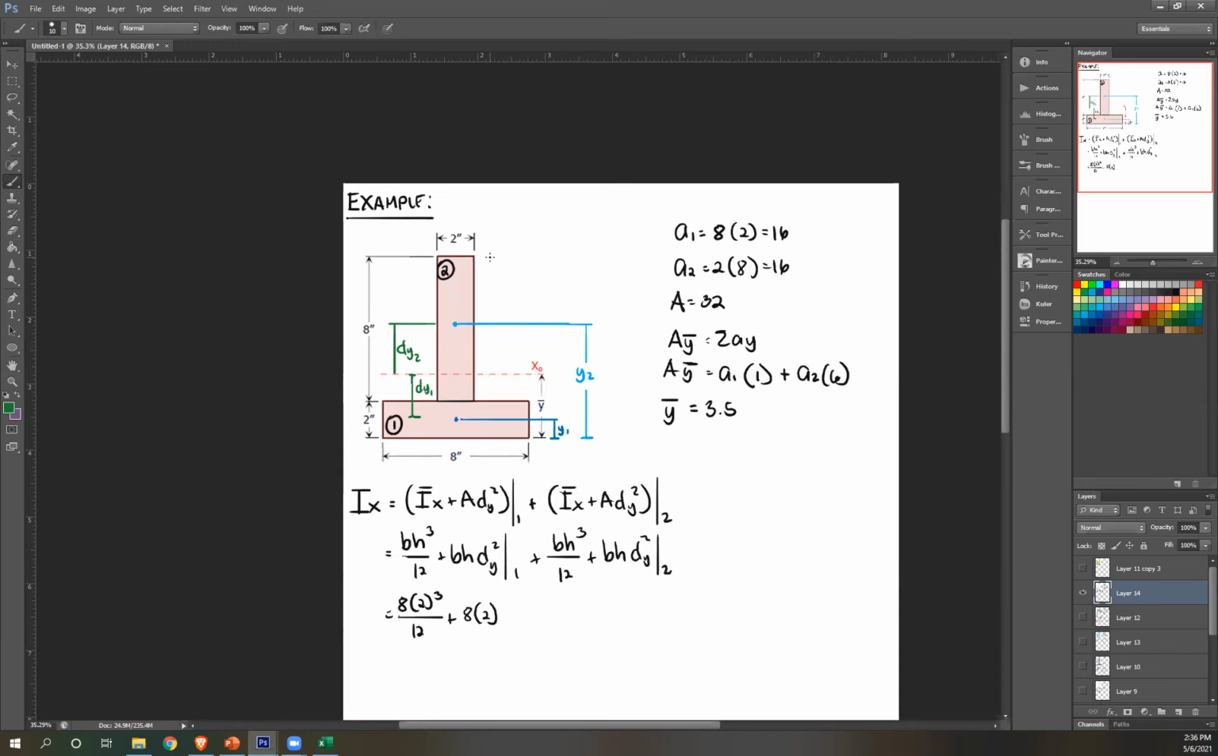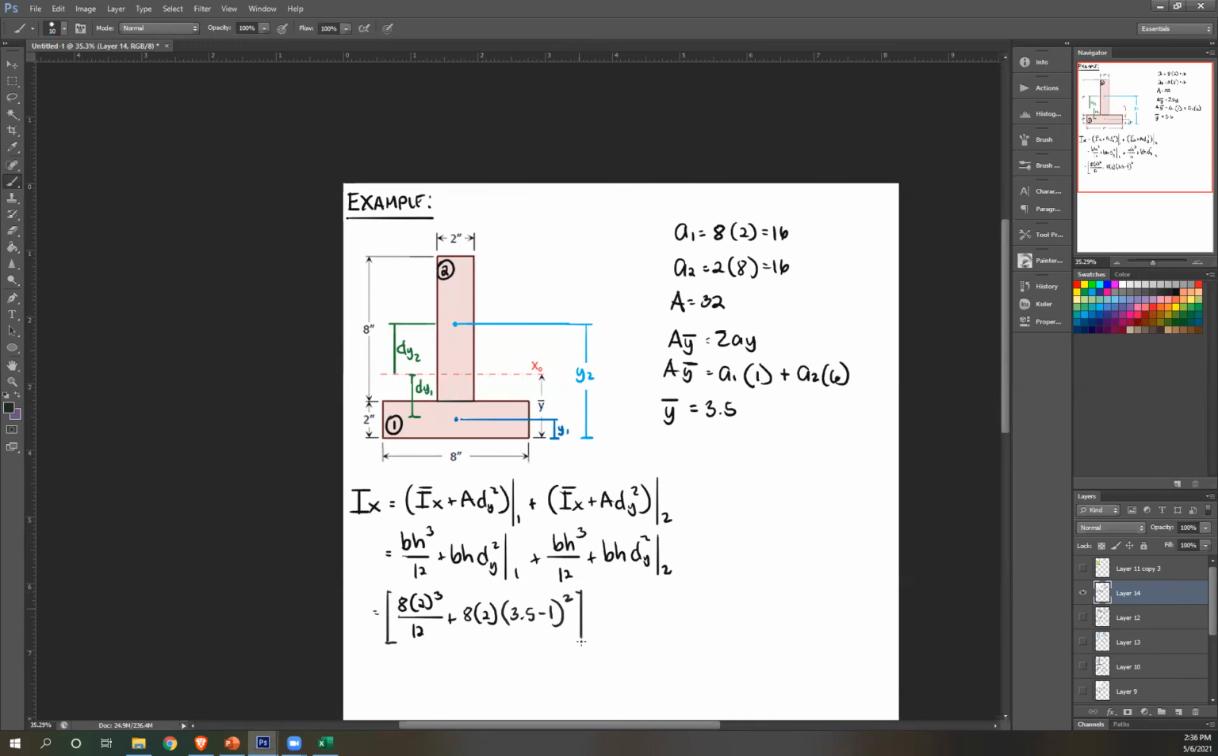dy1 is what we're looking for. How do I get this? So recall, this total height is 3.5. So 3.5 minus this, that is half the height. Height is 2, so 3.5 minus 1 squared.